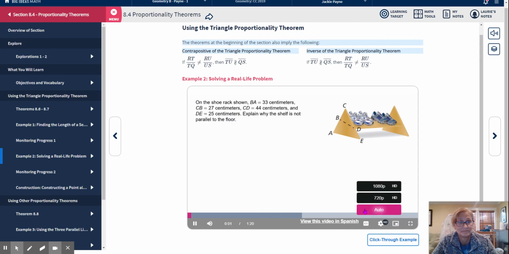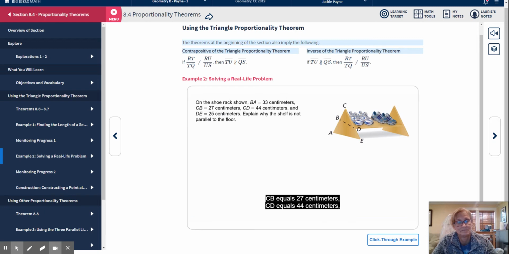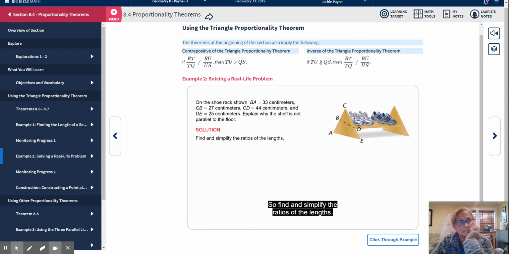On the shoe rack shown, BA equals 33 centimeters, CB equals 27 centimeters, CD equals 44 centimeters, and DE equals 25 centimeters. Explain why the shelf is not parallel to the floor. Solution. The contrapositive of the triangle proportionality theorem states that if a line does not divide two sides of a triangle proportionally, then it is not parallel to the third side. So find and simplify the ratios of the lengths. First, find the ratio CD divided by DE.